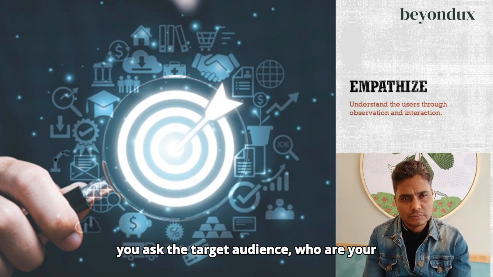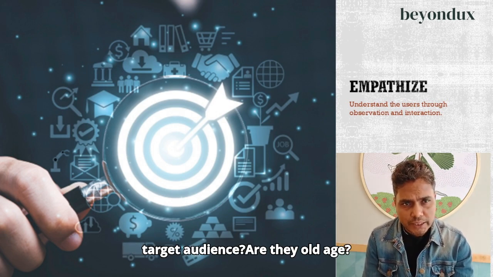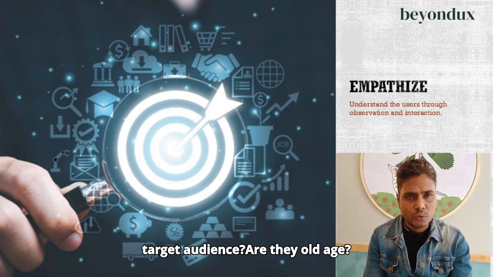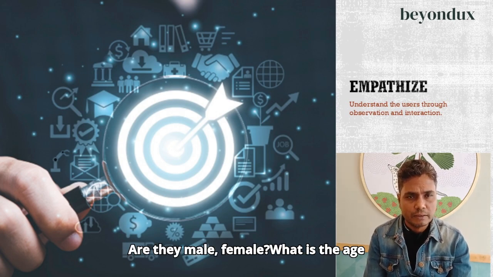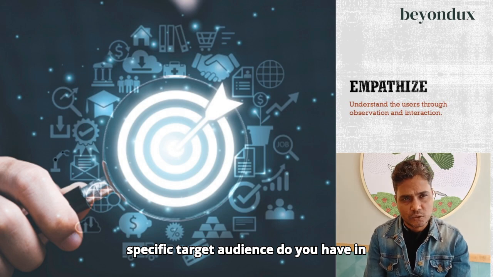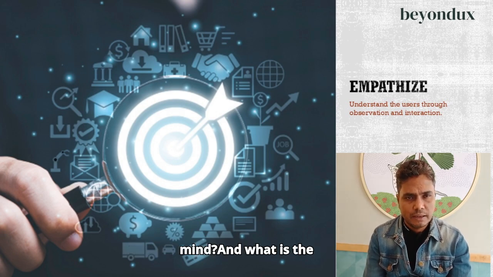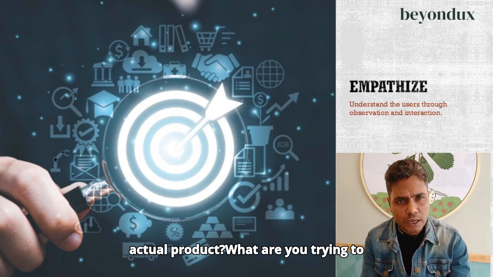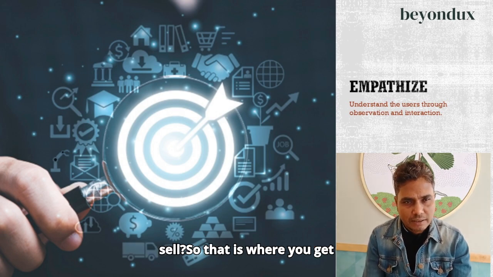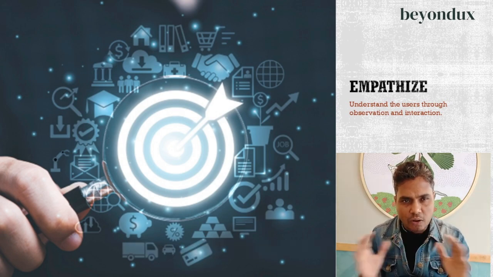And then you ask about the target audience. Who is your target audience? Are they old age? Are they male, female? What is the specific age of the target audience you have in mind? And what is the actual product? What are you trying to sell? That is where you get all the information.